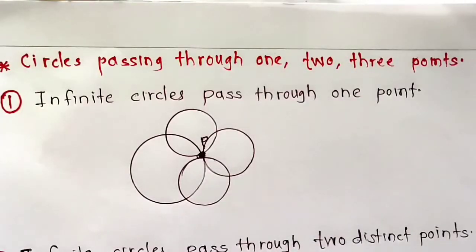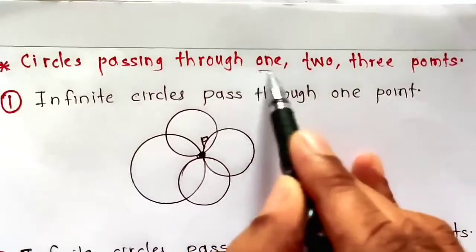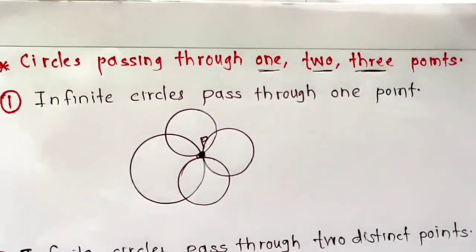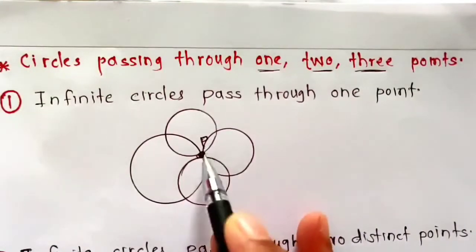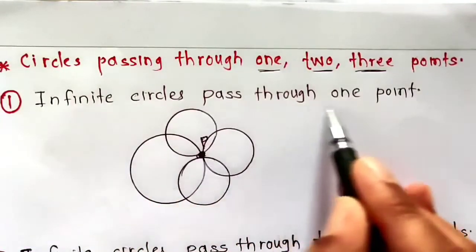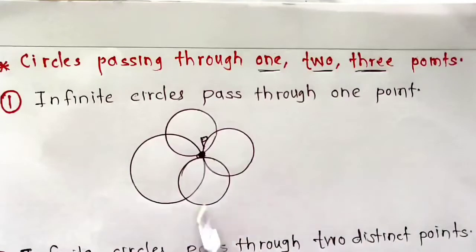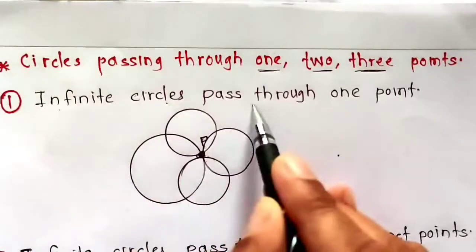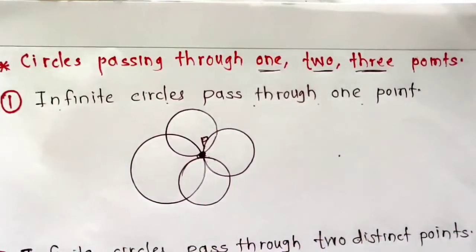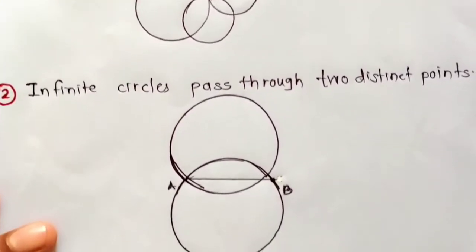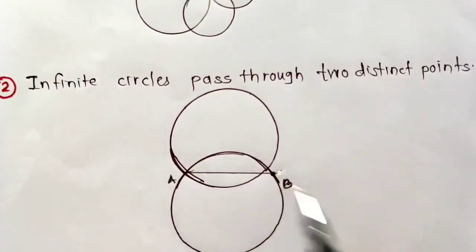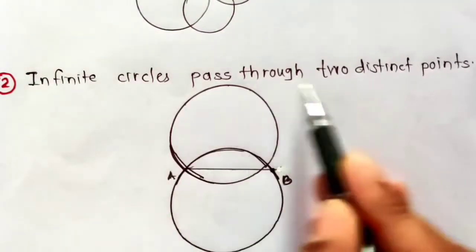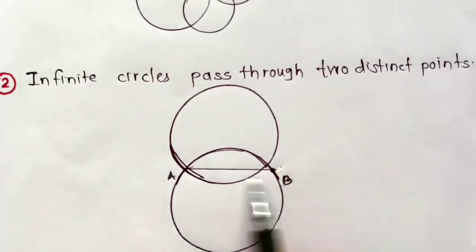Our next point is circles passing through 1 point, 2 points and 3 distinct points. How many circles pass through a point if 1 point is given? Infinite circles pass through that 1 point. If we draw one single point, then you can draw so many circles. Second concept: if 2 points are given, here A and B, then again we can draw infinite circles passing through these two distinct points A and B.